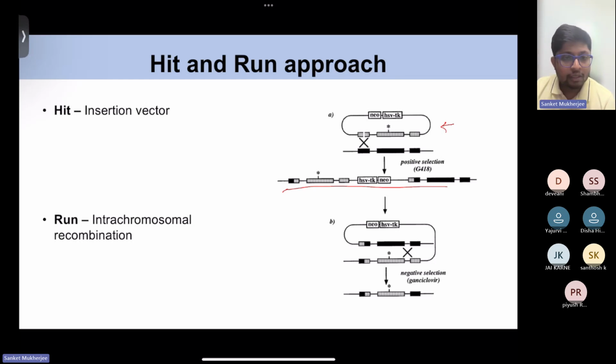Now, what you want in the next step is, this gene of interest will also have some selectable markers like neomycin and the thymidine kinase. These are selectable markers. You do not want these selectable markers to be present in the final gene. You want to remove it. So for that, there is the run step where again there is intrachromosomal recombination, and then we remove the selectable marker through this recombination step, and there is this gene which will have your inserted product, right?